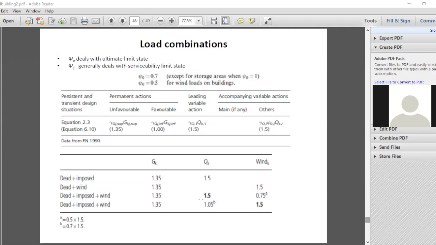On the other hand, when the cyclone hits, there is a chance that the building is not fully loaded with the imposed loads. So that's the other possibility that can occur. We have to consider all these different possibilities, and that is all based on the probability that all the maximum loads cannot act simultaneously. So that's the basis.